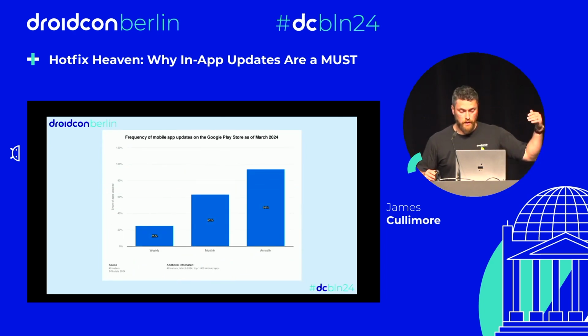Looking at what the top 1,000 apps on the store do, they make releases on average within a week, roughly 25%, and on a monthly basis, 63%, and 94% on an annual basis. But again, this is all types of apps, whether it's a game app, social app, banking app. So it's a nice statistic, but it's not really helpful.